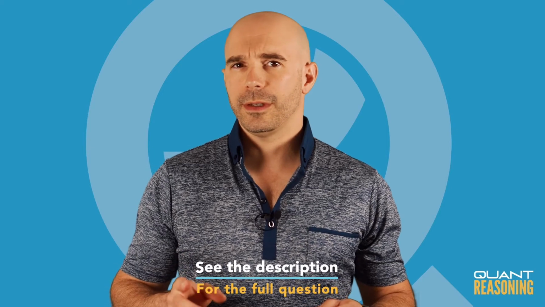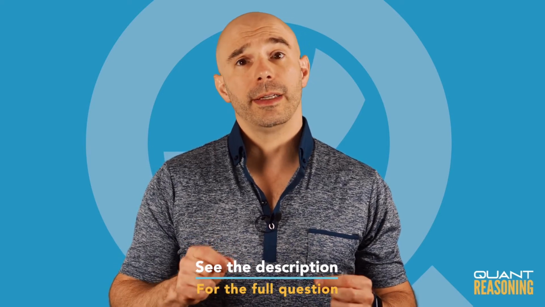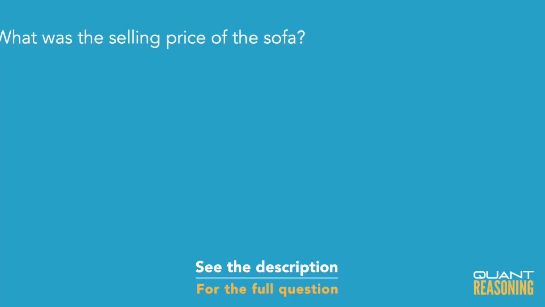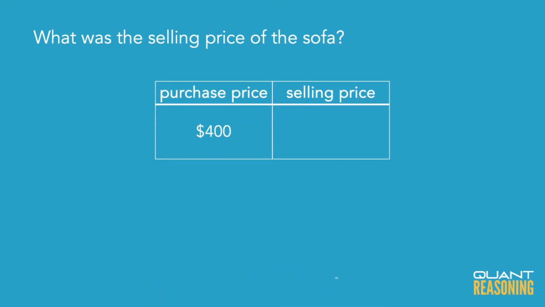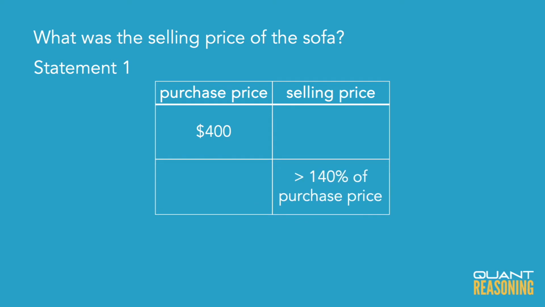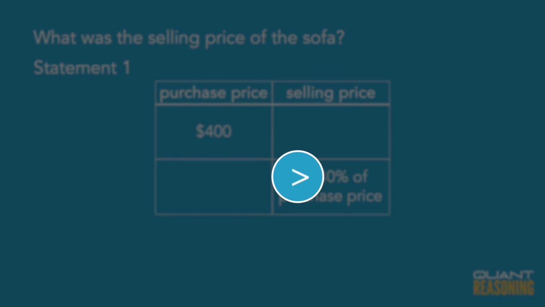So you bought a sofa for 400 bucks and then you sold it, and the question is, how much did you sell it for? Now, statement 1, if you don't read it very carefully, you might miss a word there. You might think that it says that the selling price was exactly 140% of the purchase price, but it's not. It's saying that the selling price was more than 140% of the purchase price.